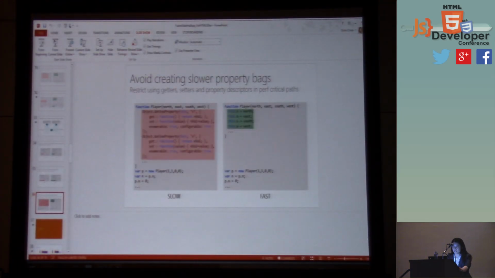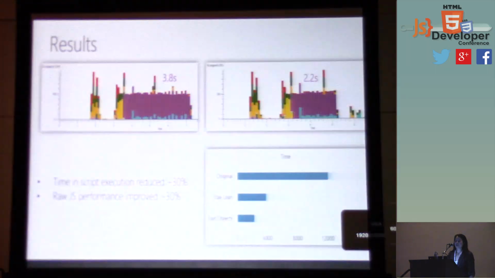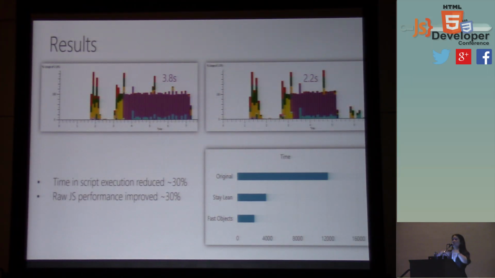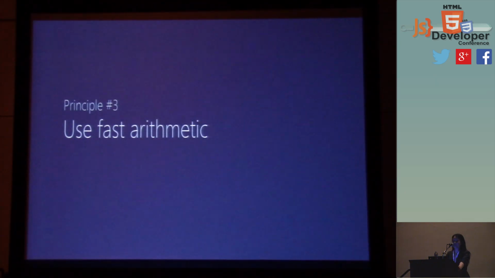Okay, so let's go back to see how many more things we could do. As a result, after we changed those enums to the regular property setup, the time in JavaScript execution was reduced by about 30%, and the raw performance is also improved by 30%. So that's pretty good. We're happy with the result. So again, to wrap it up, create and use the faster types as much as you can. Keep the shape of the object consistent. Even if you just change the order of properties, it's going to cost you. Avoid using a mismatch of fast types. Avoid using delete, and all those things where you could have simply just assigned something to it. All right, so these are some of the tips.